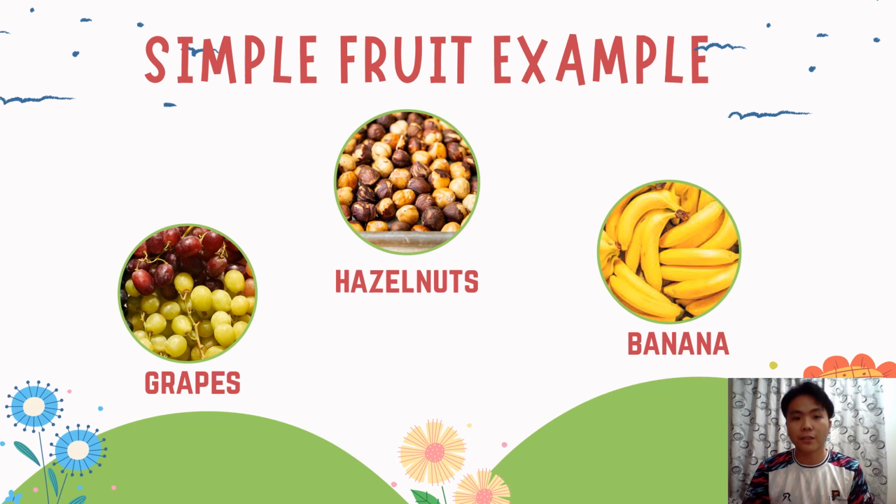As you can see in the PowerPoint presentation, this is an example of simple fruit. This simple fruit may be fleshy like this. The first one is grape, the second one is hazelnut, and the third one is banana.